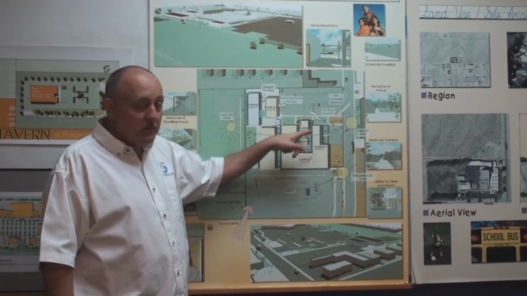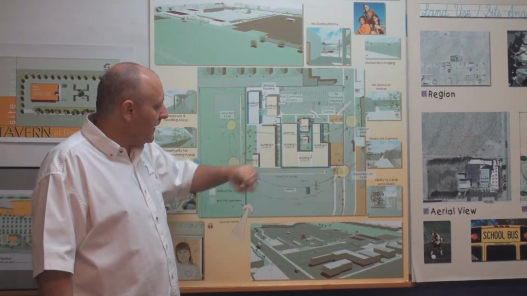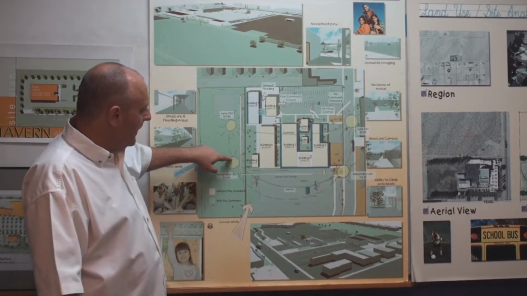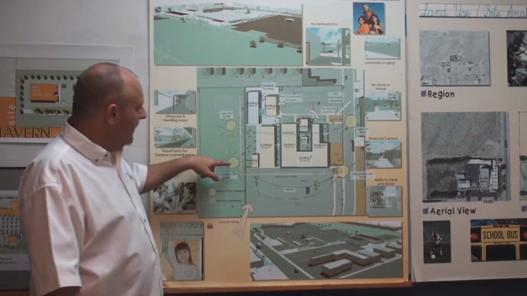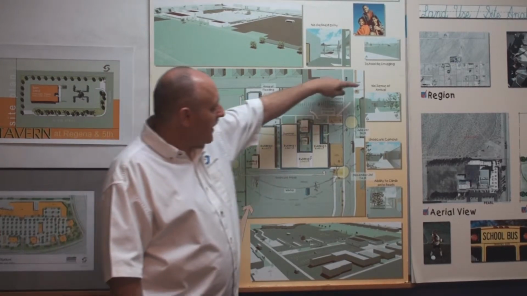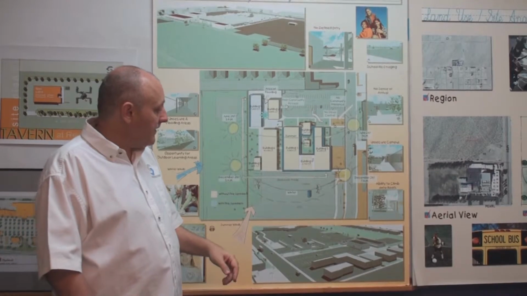We identified all the buildings. So here's classroom building 5, classroom building 3, classroom building 4, corridor E. All this stuff is identified. This is the angle of the sun in the winter time and the angle of the sun in the summertime. And we talk about which way the breezes blow through in between these buildings to keep everybody comfortable.